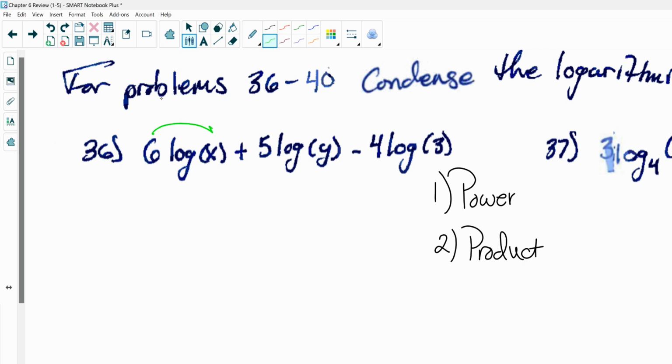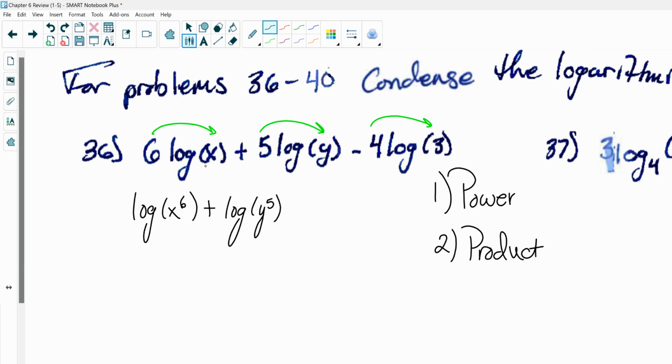So we start with 36. So the first thing we're going to do is our power property. We're going to put the powers back as exponents. 6 log of x becomes log x to the 6. Plus, we move the 5 back. Log of y to the 5th. And here we have minus 4, so we take the negative with it, which makes it plus log of 3 to the negative 4th.